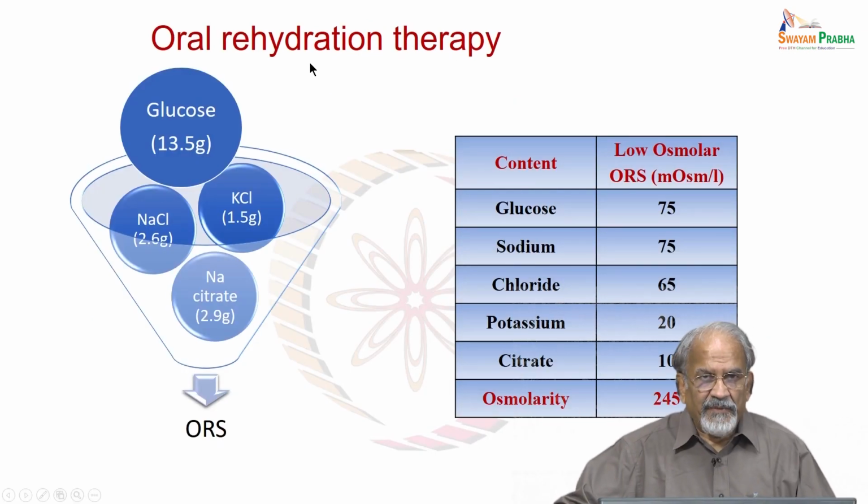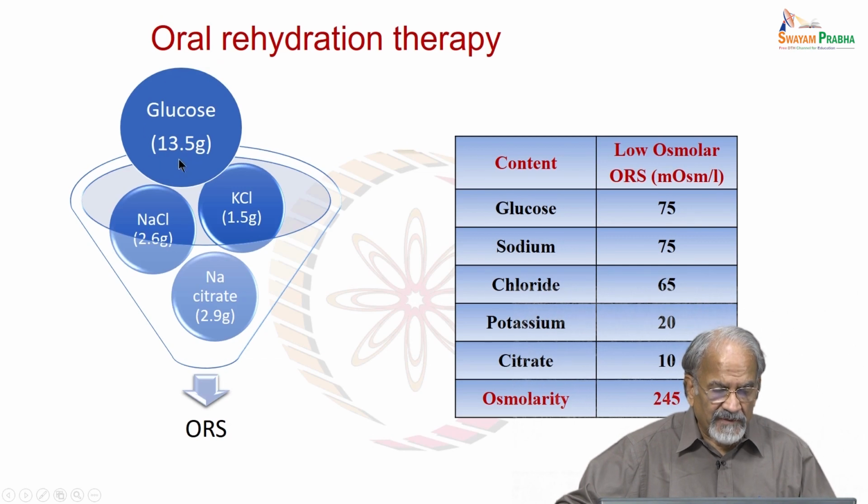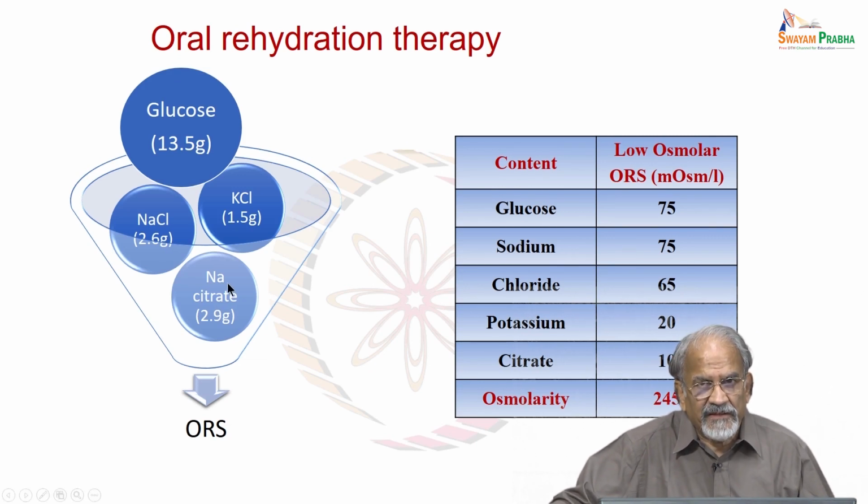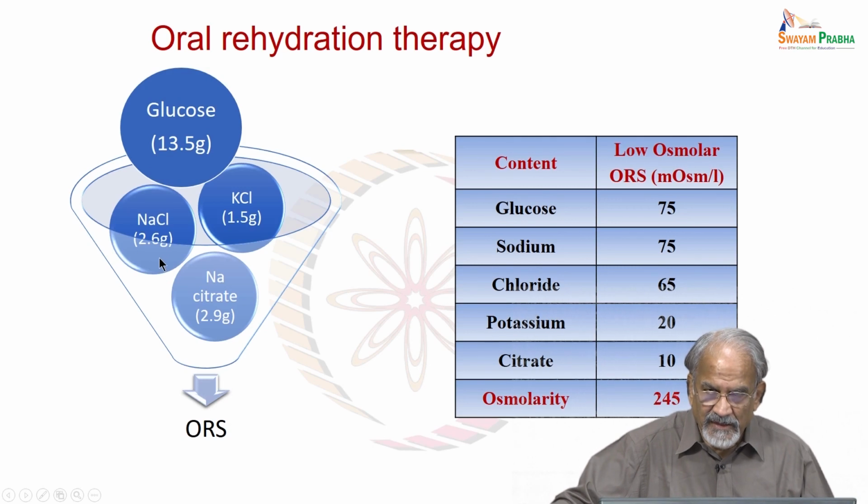Oral rehydration therapy, each and every person should know. It contains primarily glucose, sodium chloride, potassium chloride and sodium citrate. Sodium citrate is given because ultimately it is converted into sodium bicarbonate, and this takes care of possible acidosis. The initial formula used to have sodium bicarbonate, but it had a short shelf life, and therefore sodium citrate is used in oral rehydration therapy.